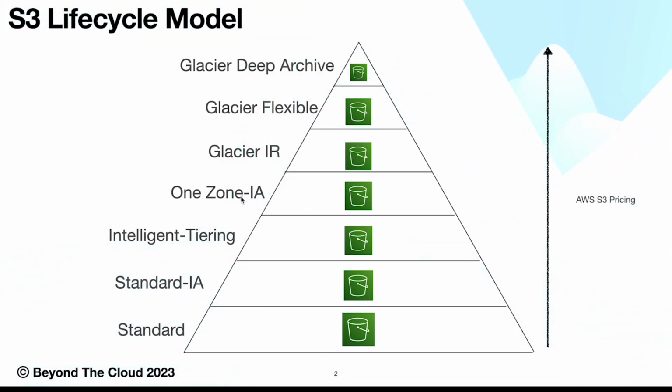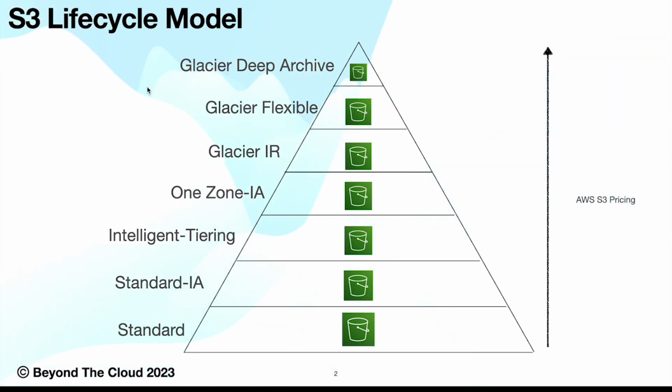Then we have S3 One Zone infrequent access. As you can already see, this is one zone, right? So this is not for critical data, because there might be data losses. If your data is not that critical, you can still save the data in One Zone infrequent access. Next comes the Glacier.